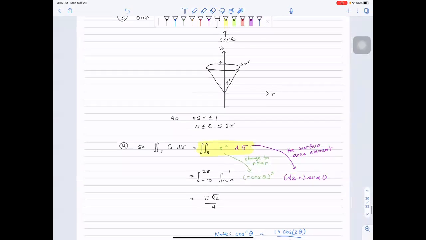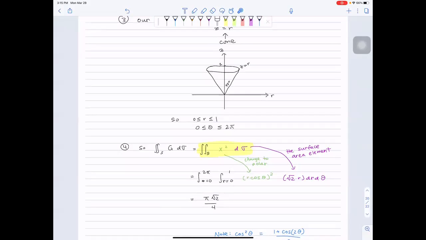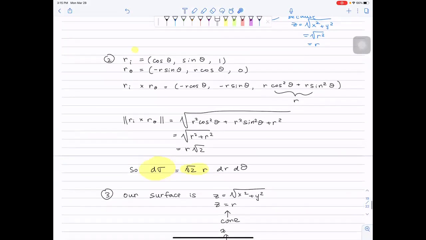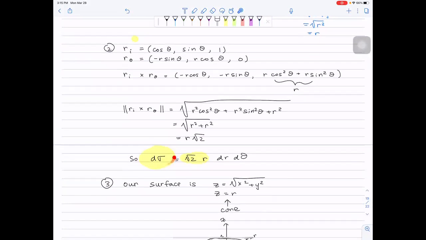Okay, any questions on, yes. Cross, that's just the definition of d sigma. So the definition of d sigma is this length of r sub I cross r sub theta, dr d theta. Just like how in previous ones, we found what the Jacobian is. Instead, we're just finding what this is.